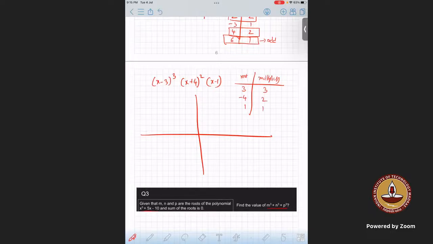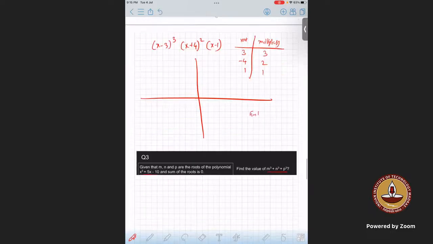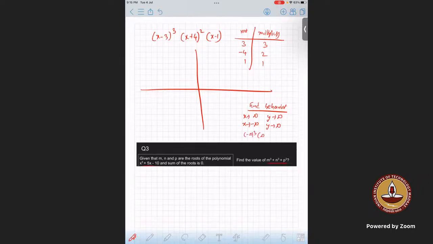Look, end behavior. If x tends to infinity, then y tends to infinity. If x tends to minus infinity, y tends to infinity: minus infinity whole cube, infinity square, infinity.